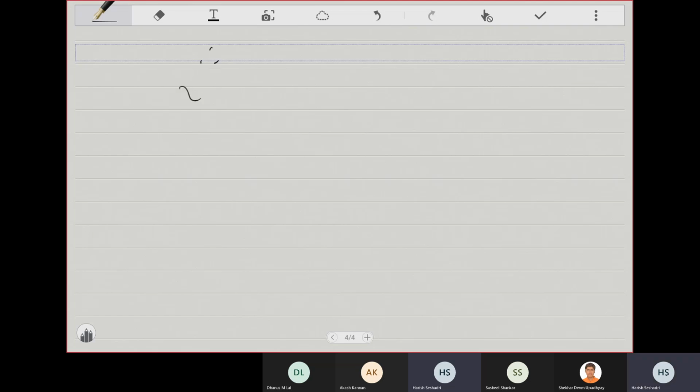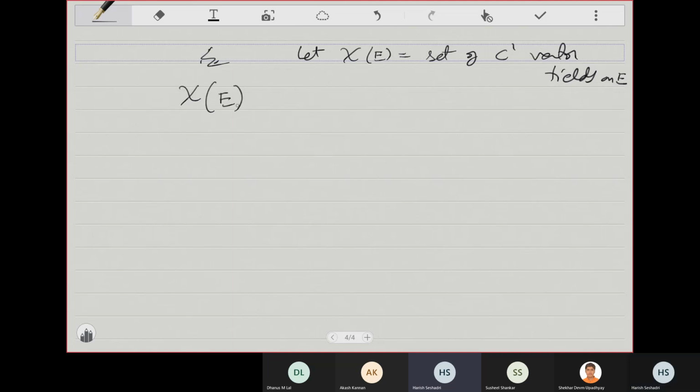Therefore, let's call chi of E equal to the set of C1 vector fields on E. Remember that this is just a fancy way of saying the set of C1 maps from E to R3. So we have a bijection from this to omega 1 E to omega 2 E.